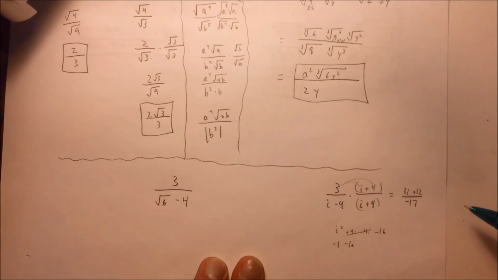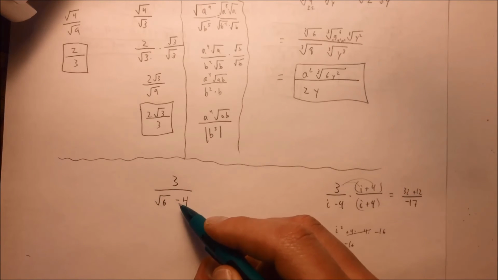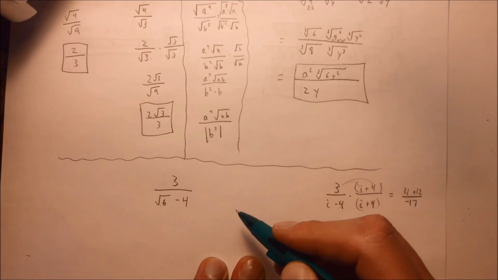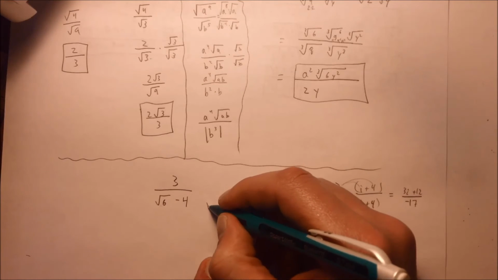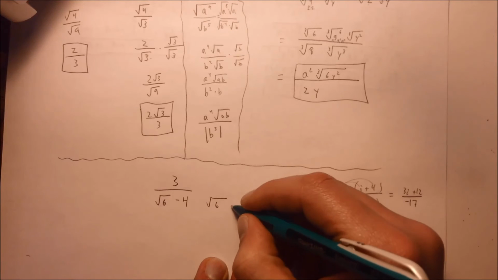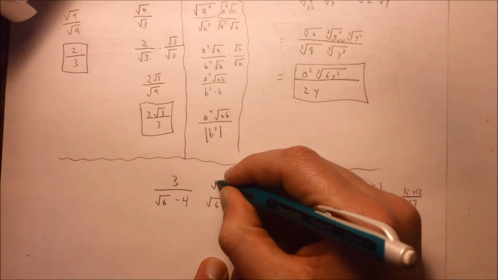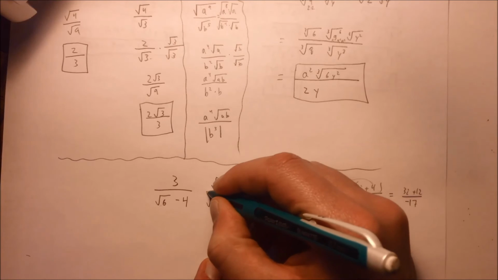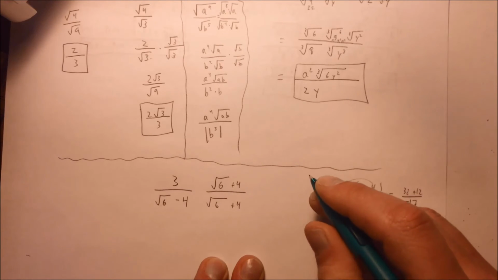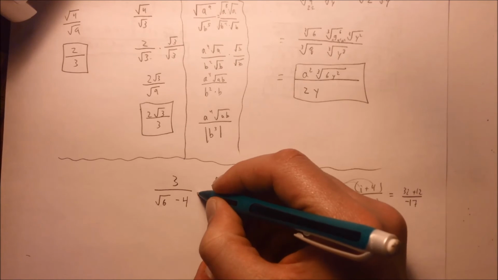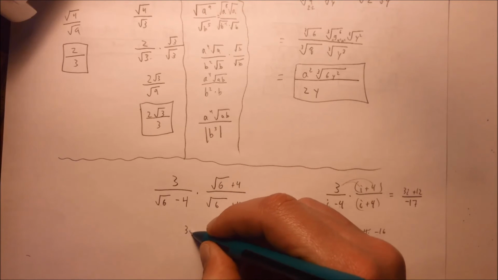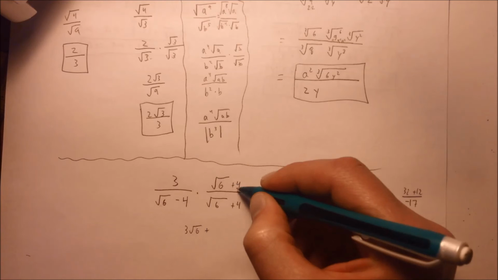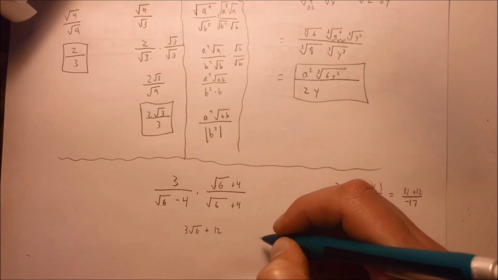We're going to do the same thing over here with this problem. We're going to multiply by the conjugate of the bottom. So the conjugate of the bottom here is going to be the square root of 6 plus 4. Alright, so going to do the same thing here. Distribute the top. 3 times the square root of 6 plus 3 times 4 is 12.